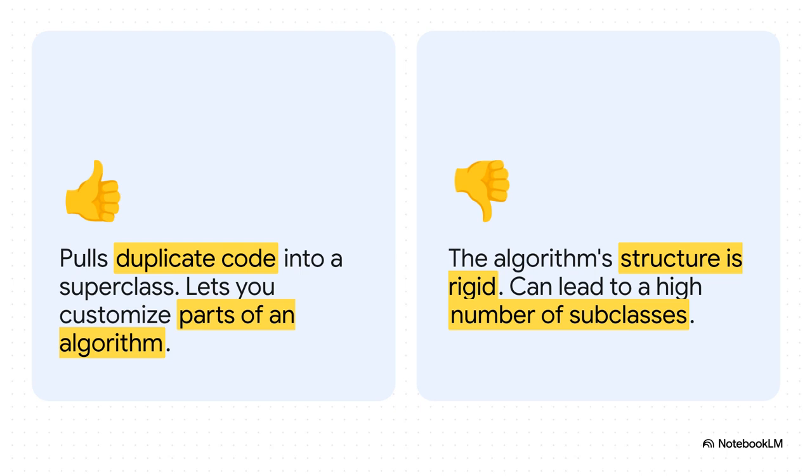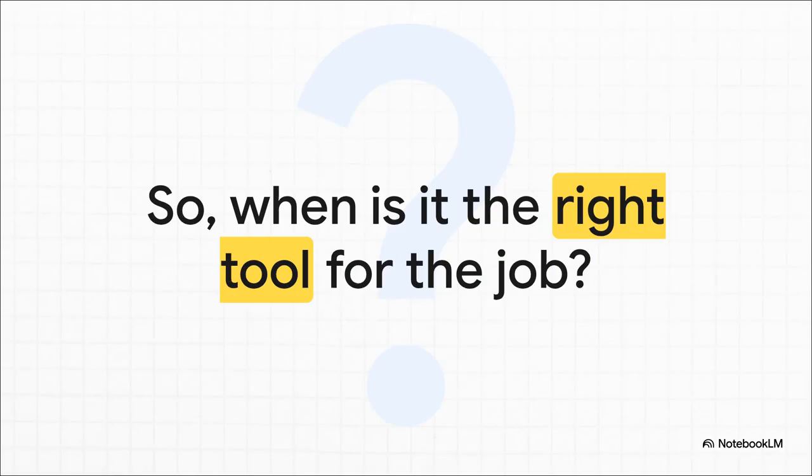But on the flip side, that structure can be really rigid. You can't just change the order of the steps on a whim. And if you have a ton of different variations, you could end up with a boatload of subclasses, which can get complicated. So with all that in mind, what's the big takeaway? When is this actually the right tool for the job?